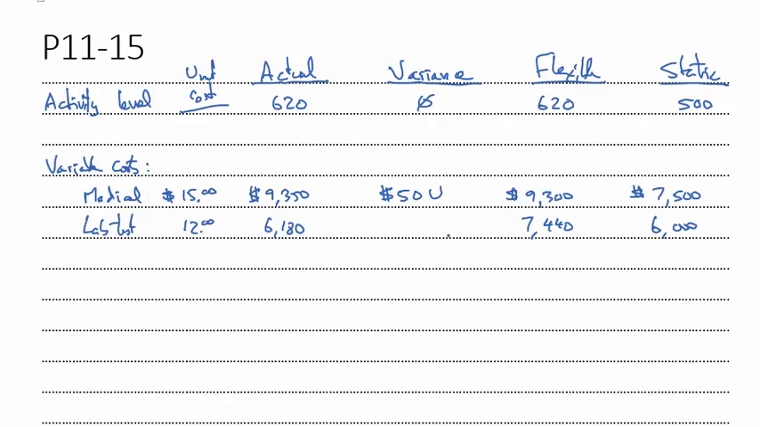because the actual costs were lower. So if we do the math, we get $1,260 favorable. All right, that was lab tests. Next we have refreshments.